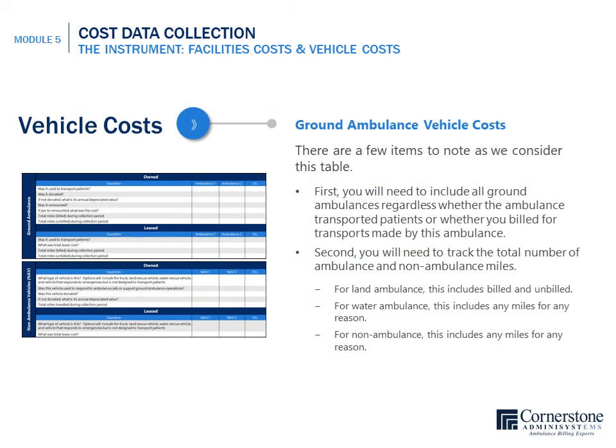So there are a few items to note here as we consider this table. First, you will need to include all ground ambulances, regardless of whether the ambulance transported patients or whether you billed for transports made by this ambulance. And secondly, more as a reminder here, you will need to track the total number of ambulance and non-ambulance miles. So for land ambulance, that includes billed and unbilled. And then for both water and non-ambulance, that includes any miles for any reason.